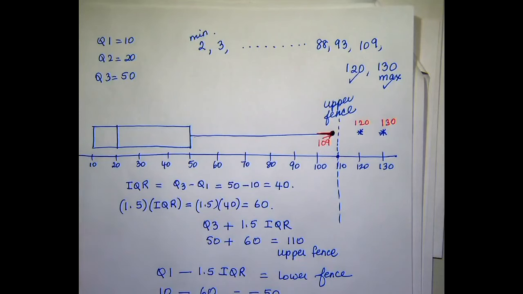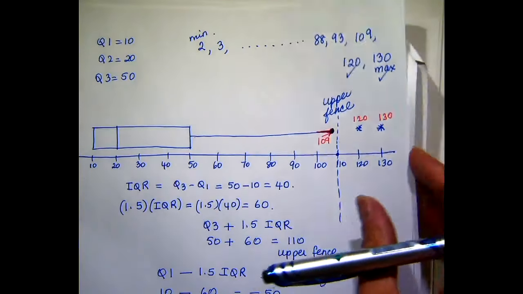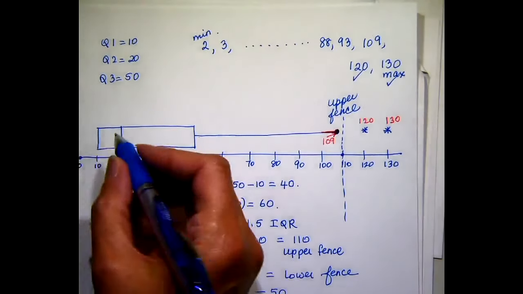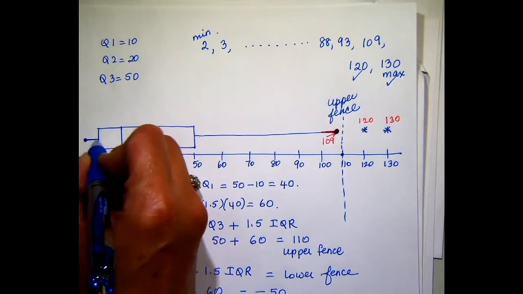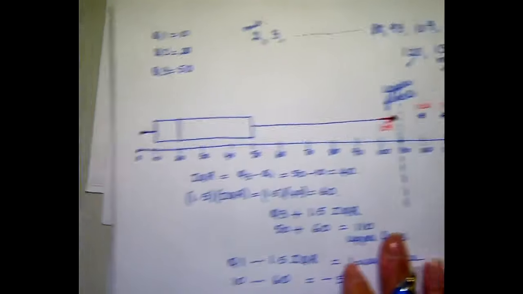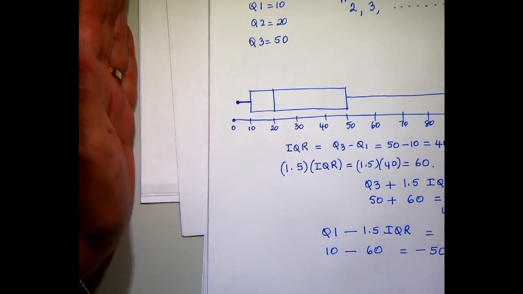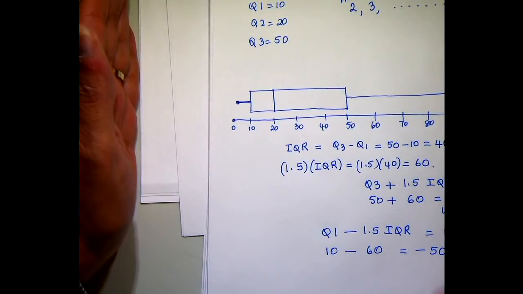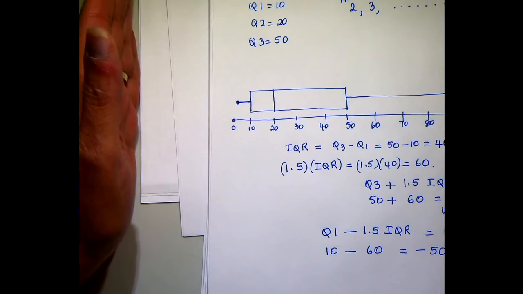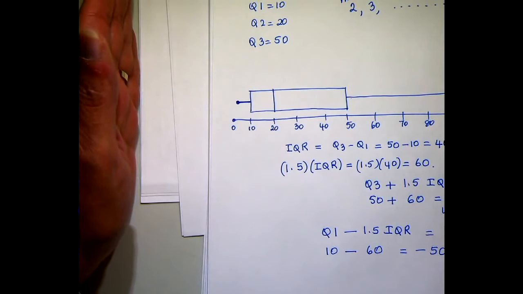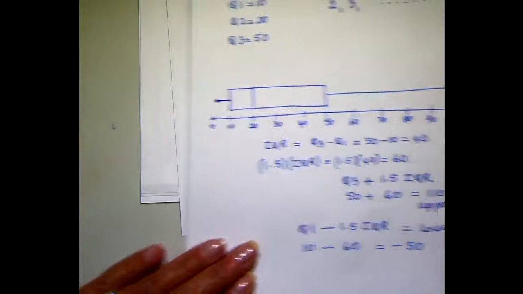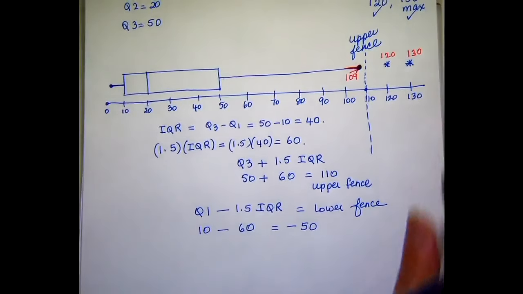On the left side, I have no such thing going on because my minimum value is 2, and the whisker would go to 2 because the fence is somewhere all the way out here at minus 50. And there is no data value on the left side. But if I had a data value minus 60, that would be 1 asterisk on the other side of the left fence. Follow me? So this is a modified box plot.